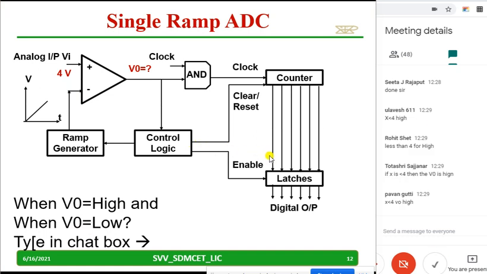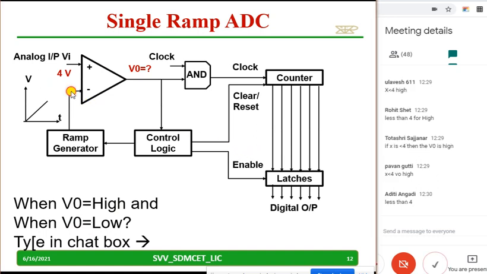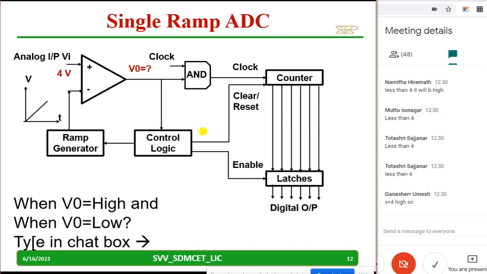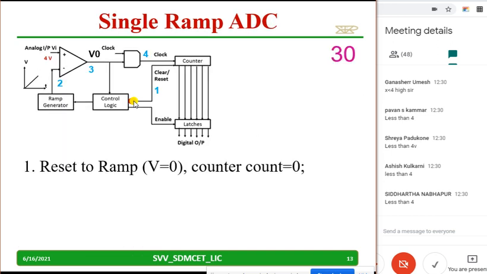Less than 4, sir, automatically it is high. Very good. Many students are typing in the chat box. When this is less than 4, automatically this will become high. If this becomes more than 4, this will become low. Many students are telling the answer. Very good. Happy to see your answers. And if you understand this, the remaining will be very easy to understand.